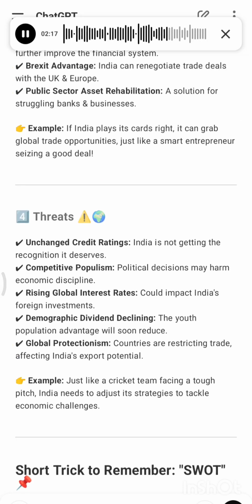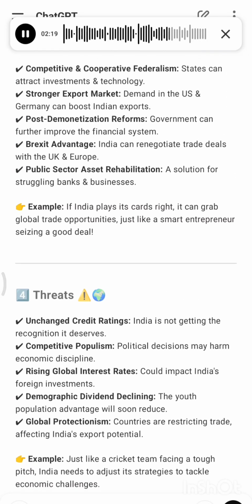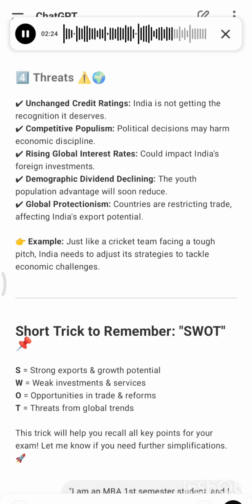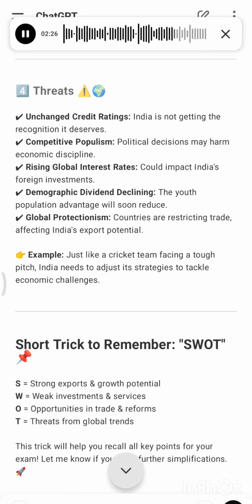Threats. Unchanged credit ratings: India is not getting the recognition it deserves. Competitive populism: political decisions may harm economic discipline. Rising global interest rates could impact India's foreign investments. Demographic dividend declining: the youth population advantage will soon reduce. Global protectionism: countries are restricting trade, affecting India's export potential.